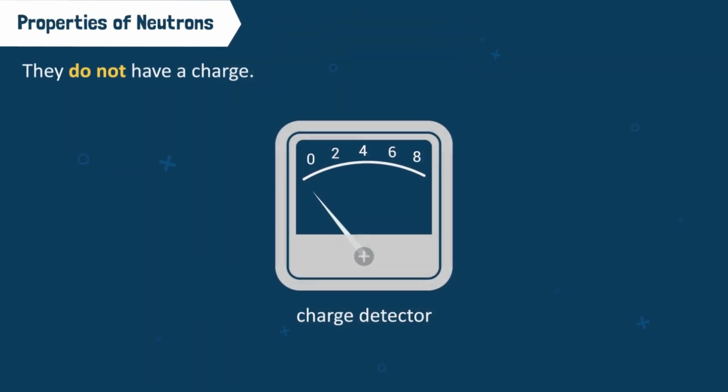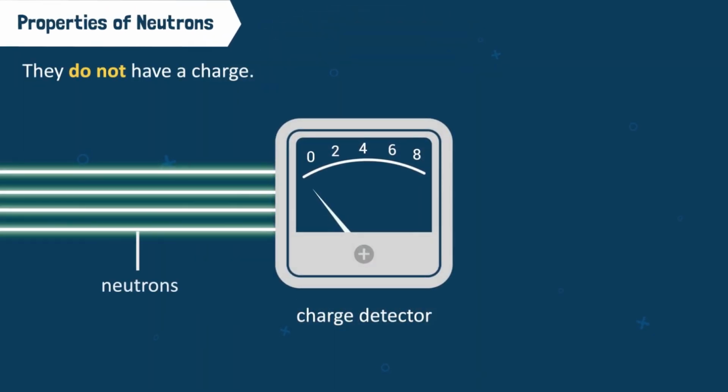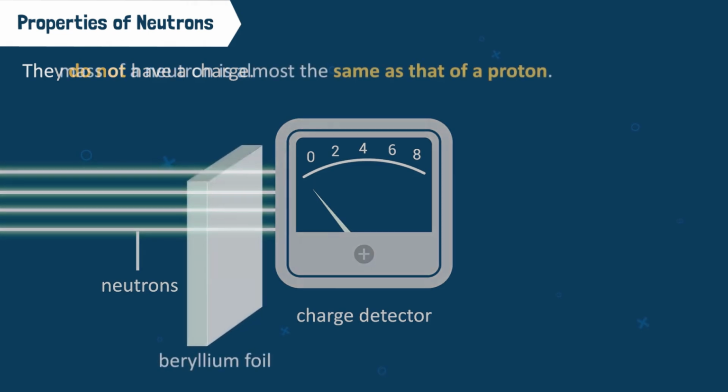A charge detector showed that these particles were neutral. These were not affected by electric or magnetic fields. Since they were neutral in charge, they were named neutrons.